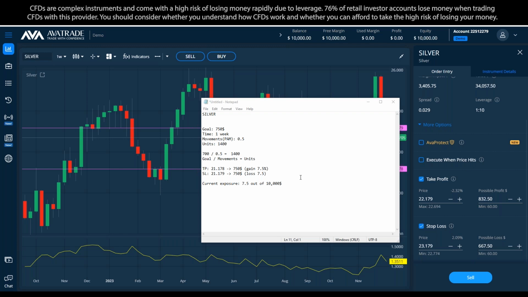The current exposure is 7.5 out of 10,000, which, what do you think? Is that a good exposure? Or we need to adjust it a little bit? Oh, I have to change that as well. There we go. What do you think? Is that okay? Or we should adjust it?